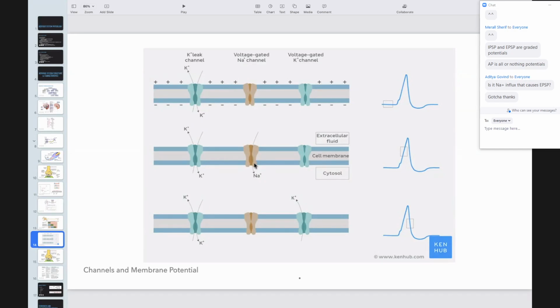And as those open, that's going to change the electrical properties. We'll talk about why it changes the electrical properties. And that's going to depolarize it. It's going to send it toward the resting potential of the sodium. Then we get to the top, those sodium channels close, potassium channels open up, and we're going to repolarize back to rest. And so potassium is going to flow out.